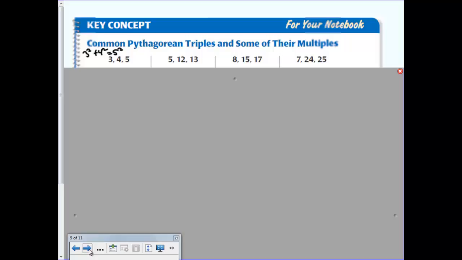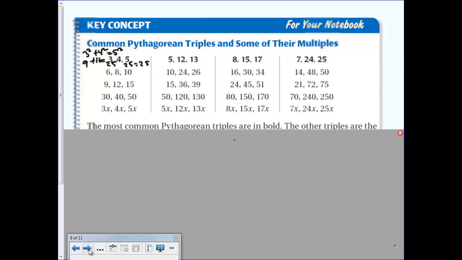People know those. People learn those. Mrs. Housley and I will sometimes refer, it's like, oh, that's a 3, 4, 5 triangle. Some of you will recognize that. 3 squared is 9. 4 squared is 16. 5 squared is 25. 9 plus 16 is 25, so we have 25 equals 25, and it works. Okay? And actually, here's a whole list of numbers. All of these are called Pythagorean triples.